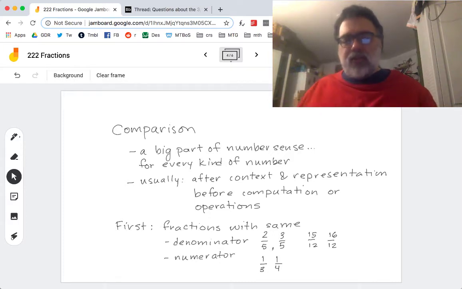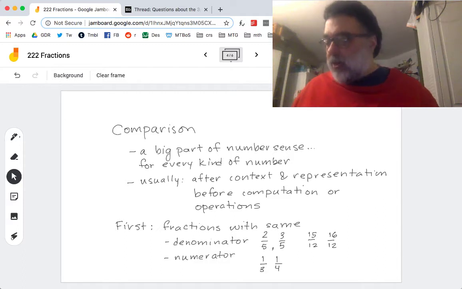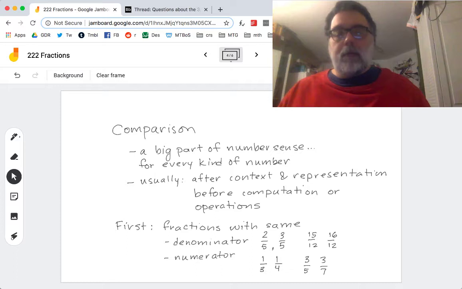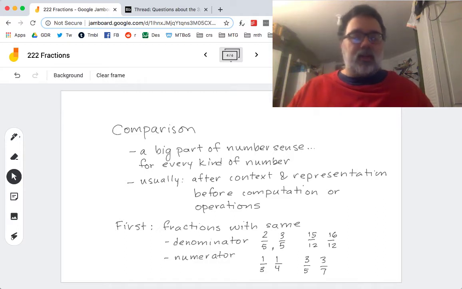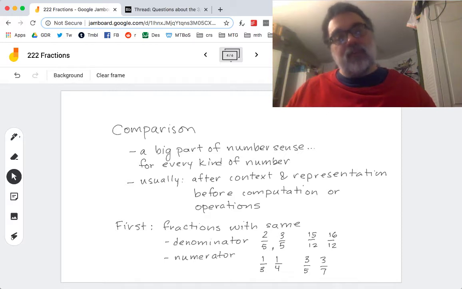Will that work even if we have more of the pieces? What if we have 3/5 and 3/7? Well, we have the same number of pieces, so we have more if the pieces are bigger. But notice how it's counterintuitive. If we just teach rules, like compare the 5 and the 7, which one's bigger, that doesn't help here. We want to be thinking that the 5 means we have a fifth. The 7 means we have a seventh.